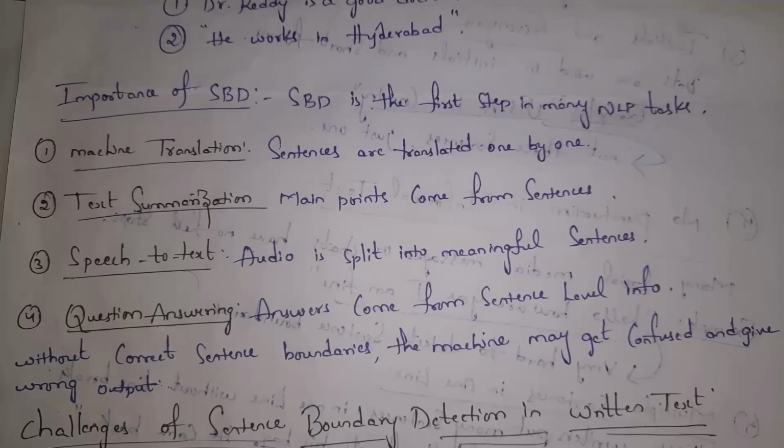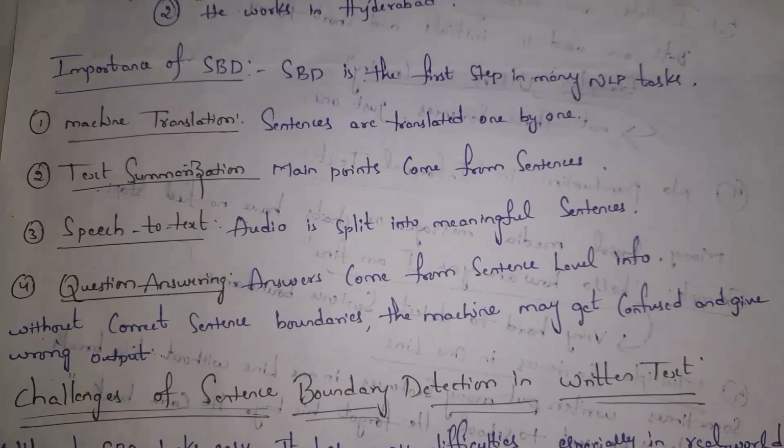And the second one is text summarization. Text summarization means from a text, we need to gather the main points. For example, there is a very big passage. From this, we need to extract some important points, and we can do it with the help of SBD.